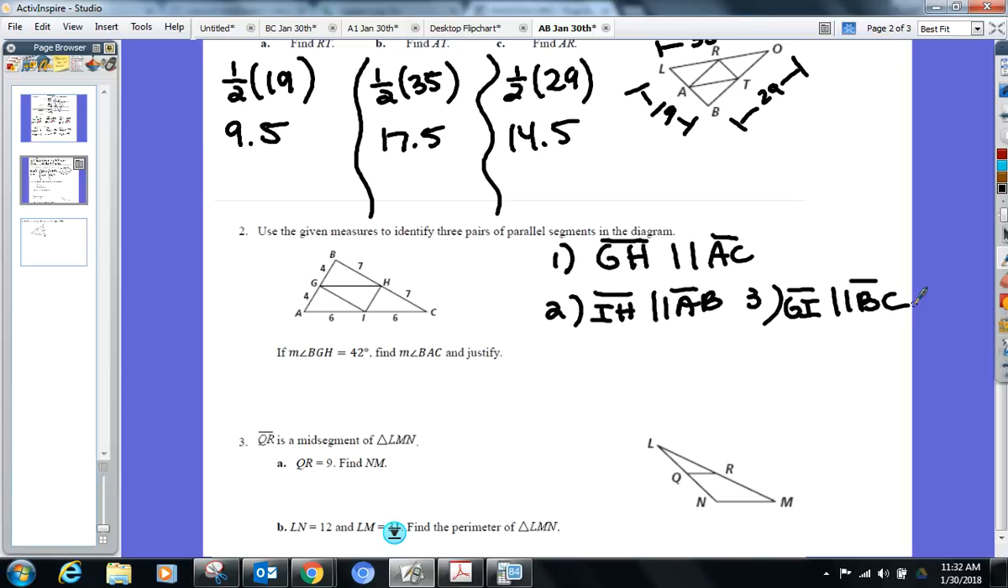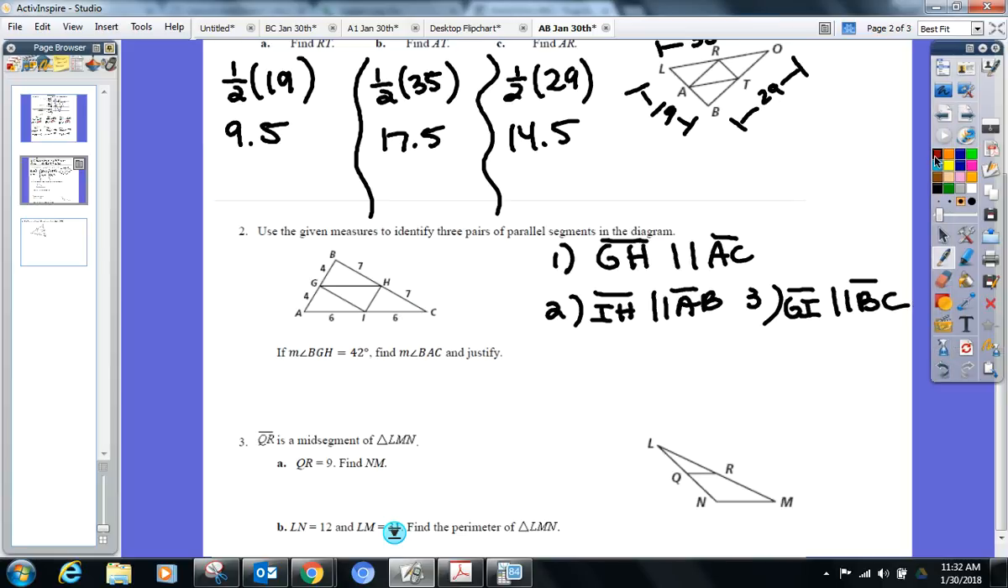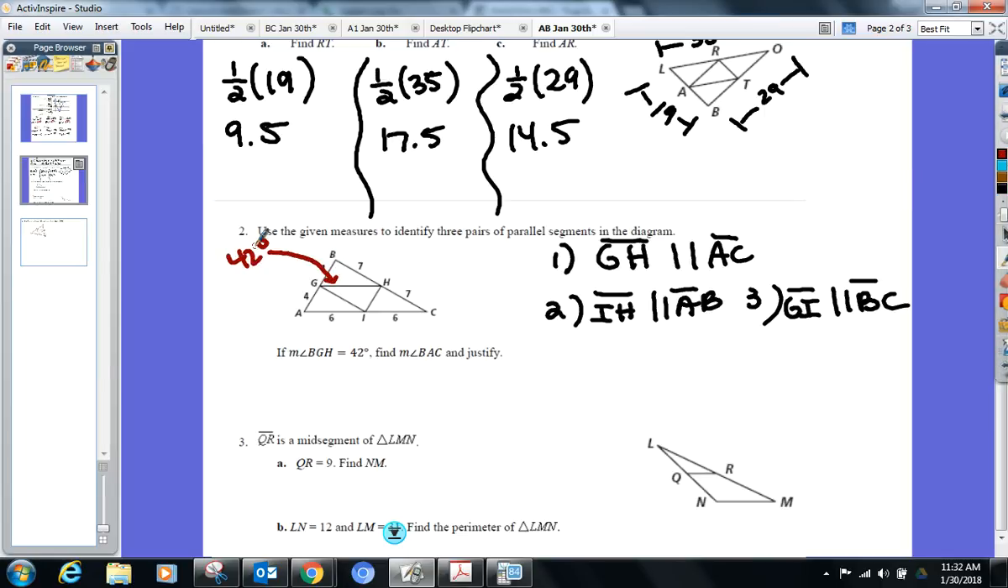We need a beast here for this next one. Now that you know all these lines are parallel, locate angle BGH, 42 degrees. What's got to be BAC? This angle, BAC, that angle right there. And why? They're parallel. Use your knowledge of parallel lines to find BAC and why. More importantly, why. You could guess and get this one right. You really could. But the big part is why.